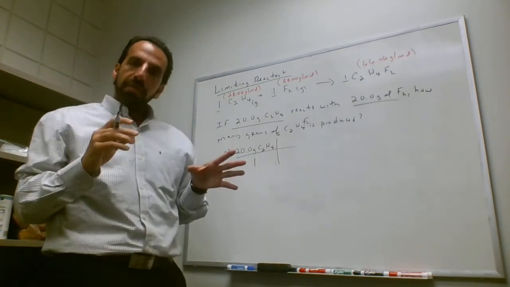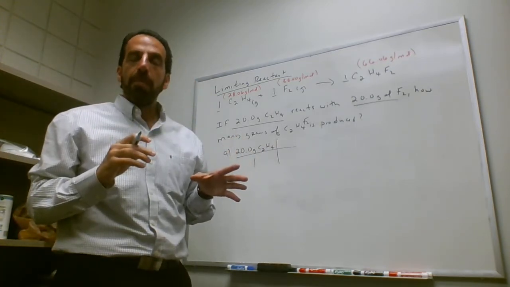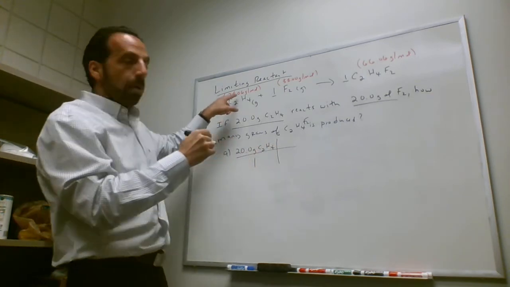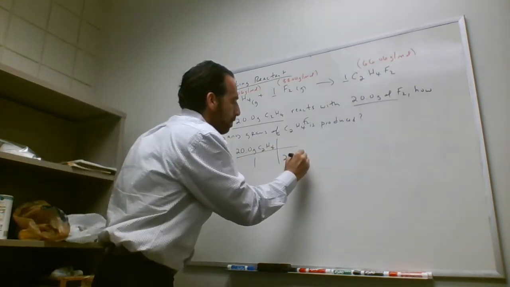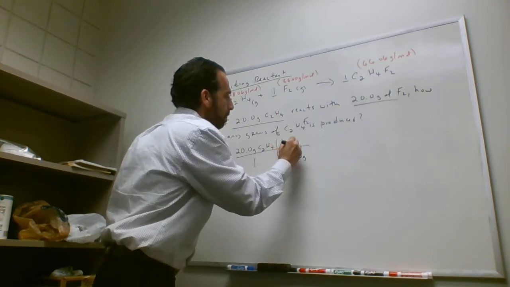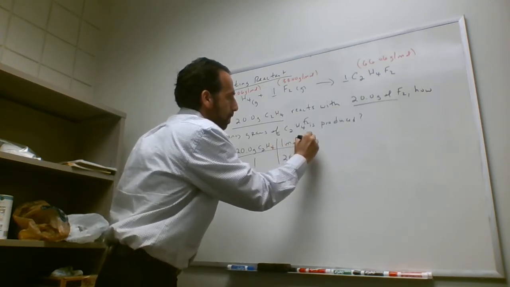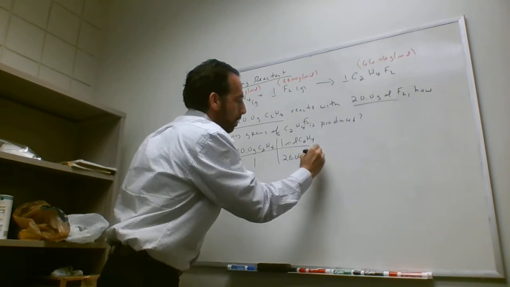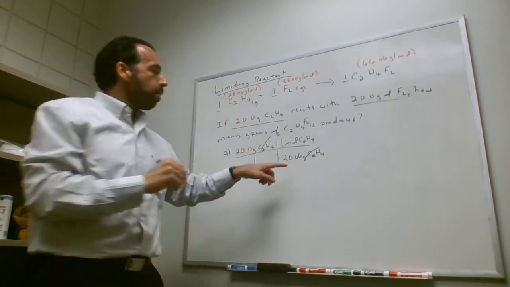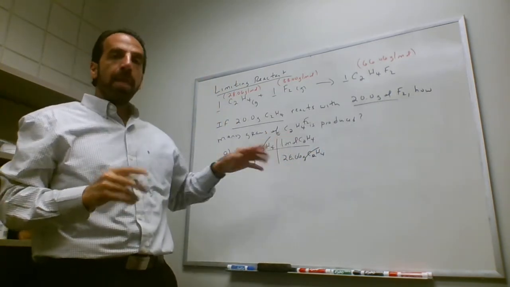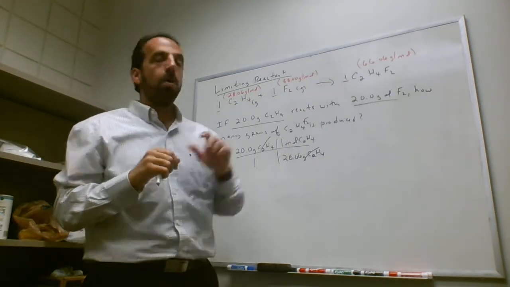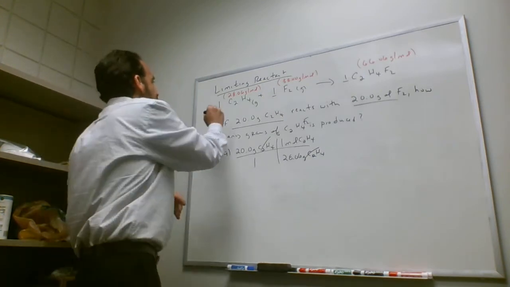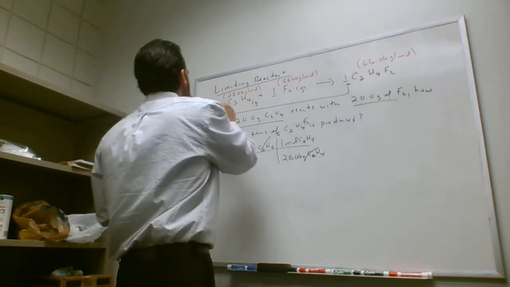So let's do 20 grams of C2H4. Whenever they give you grams for these stoichiometry problems, convert it to moles. So I gave the molar mass up there. It's 28.0 grams per 1 mole. And then I look at the mole to mole ratio. 1 mole of C2H4 produces 1 mole of C2H4F2.